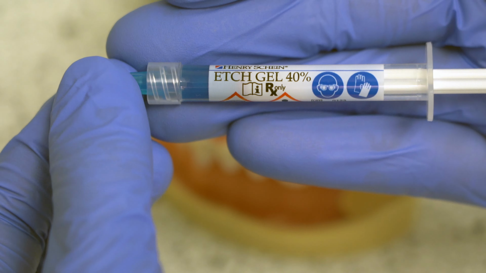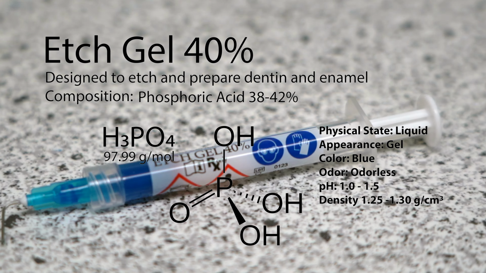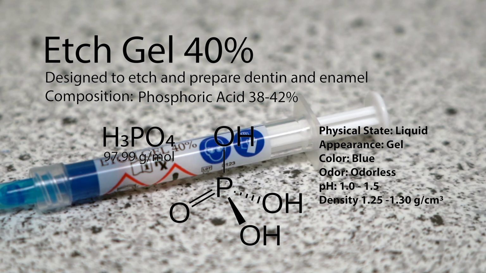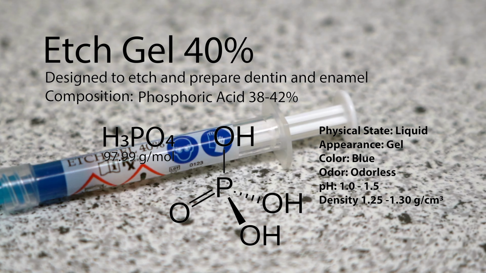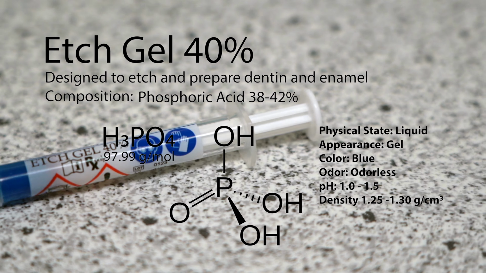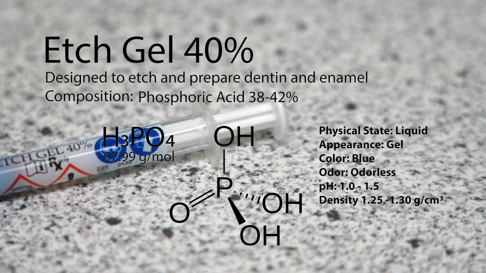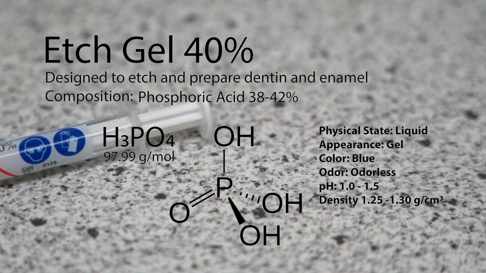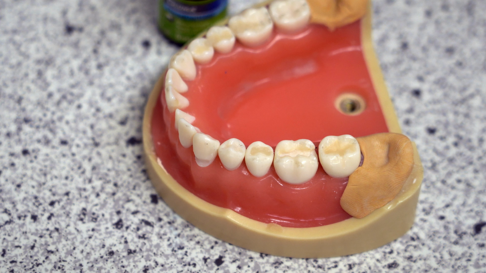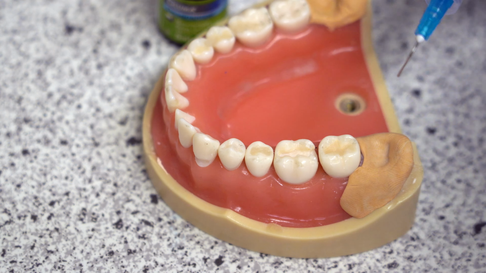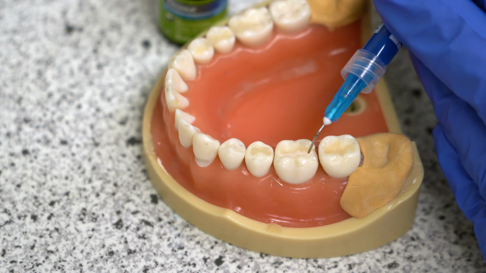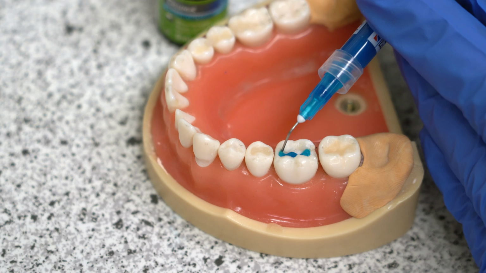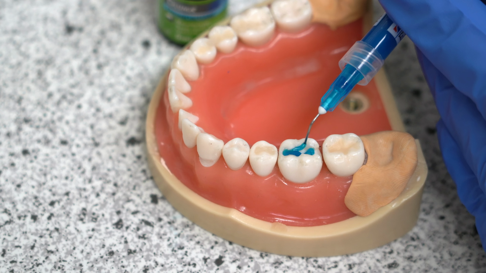Since enamel has a mineral content as high as 96%, phosphoric acid interacts with the surface of the tooth and has two major effects. First, it changes the surface morphology of enamel by forming micropores that allow the bonding agent to penetrate the enamel. The resulting structure of the tooth resembles a honeycomb pattern, greatly increasing surface area.